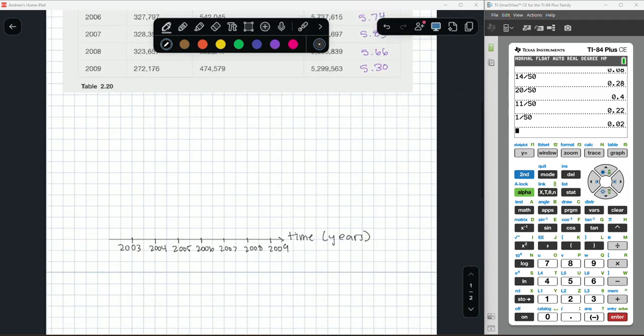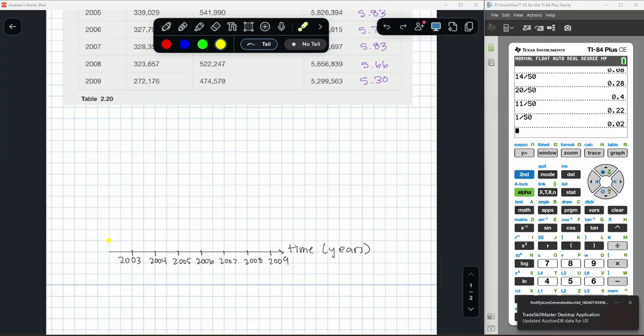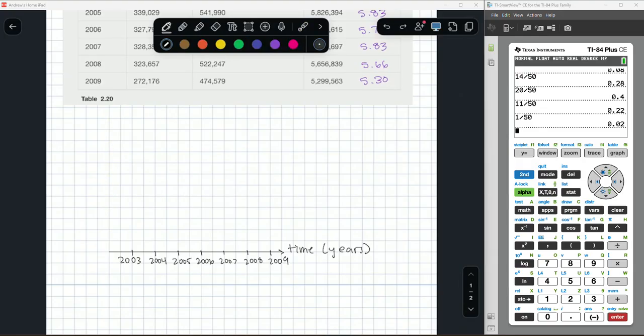For the vertical axis, the smallest is 5.3. My biggest is 5.83, which would be 5.85, I think, if I count by 0.05s. So let's do that. So 5.3, 5.35, 5.4, 5.45, 5.5, 5.55, 5.6, 5.65, 5.7, 5.75, 5.8, 5.85. So I think we just fit if I go all the way up here.